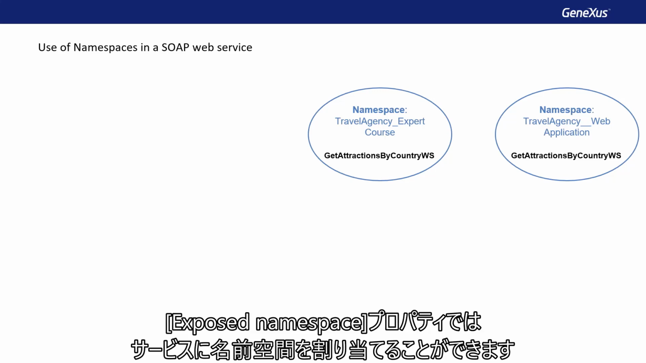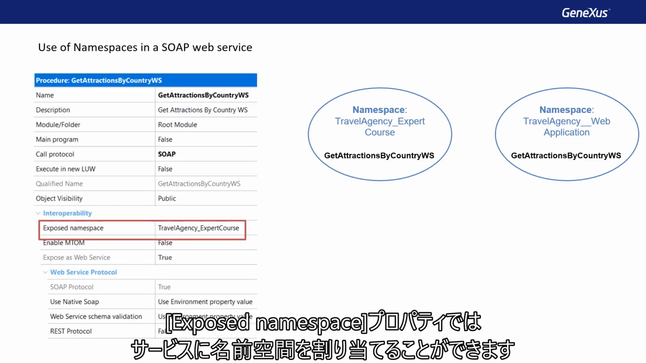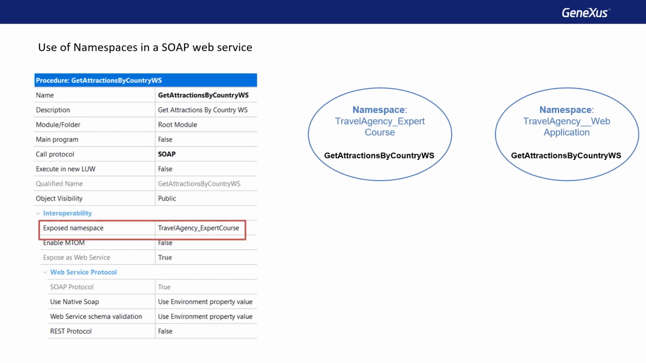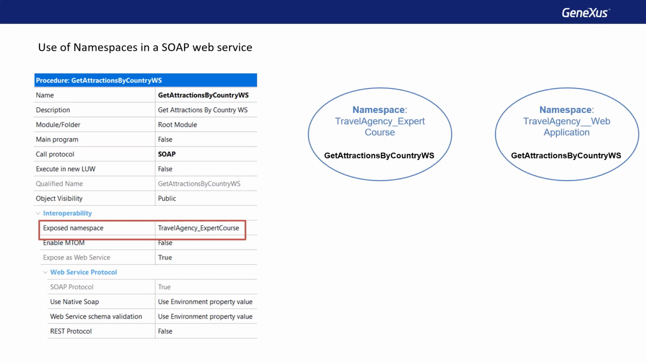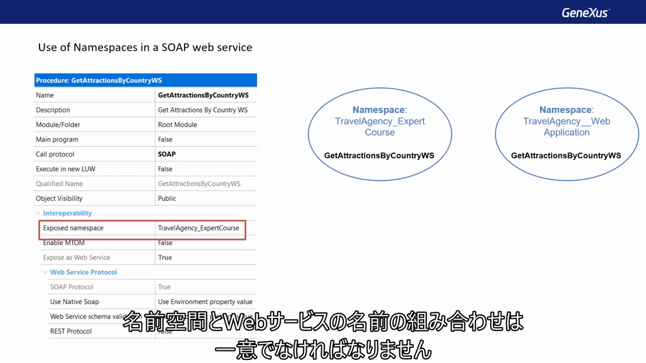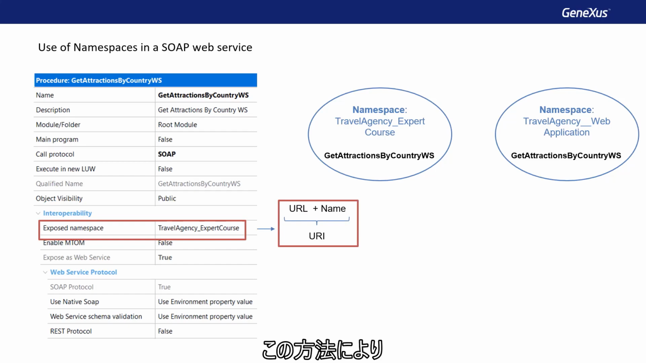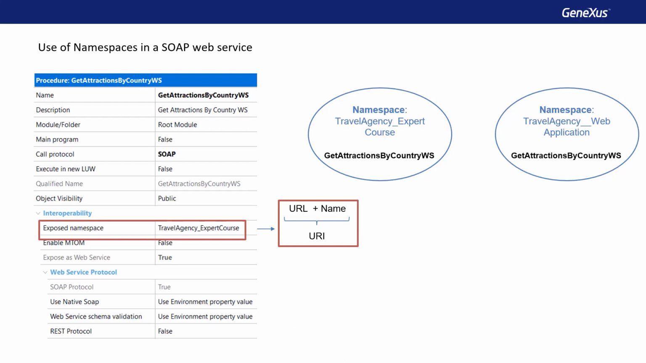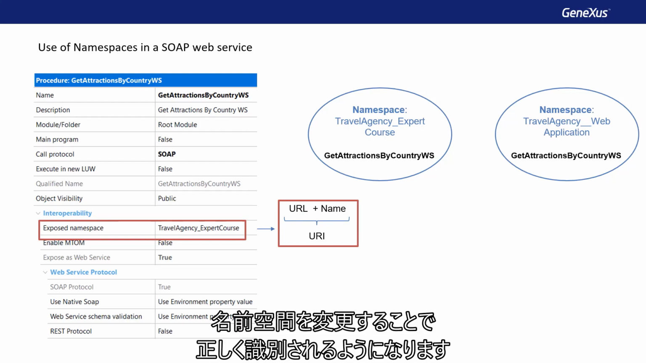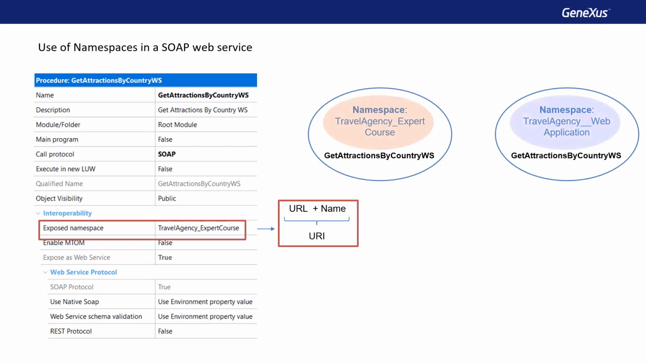The exposed namespace property allows us to assign a namespace to a service. This property contains a string that helps to identify the web service. The combination of the namespace with the name of the web service must be unique. In this way, if we have two services with the same name, but which belong to different applications, they'll be correctly identified by changing the namespace.